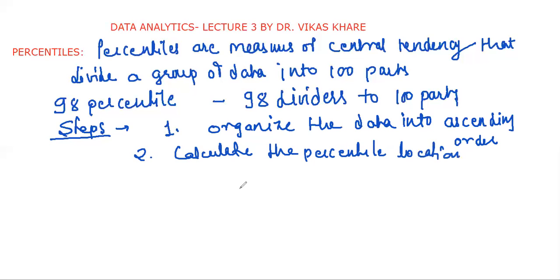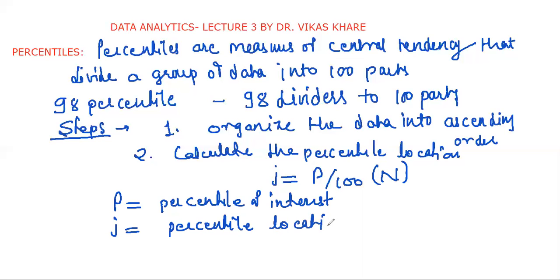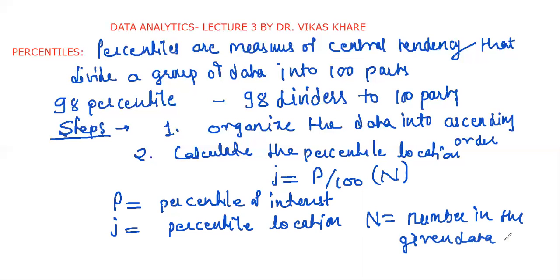location, and this is found through the formula J is equal to P upon 100 into N, where P is the percentile of interest, J is the percentile location, and N is equal to the number in the given data set.